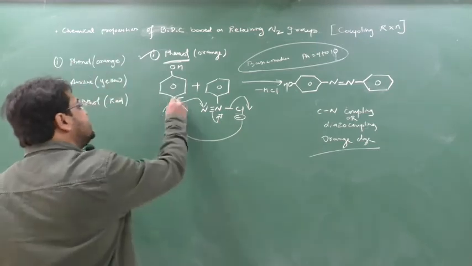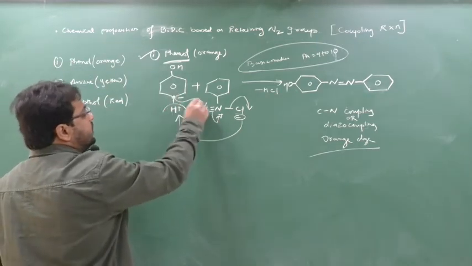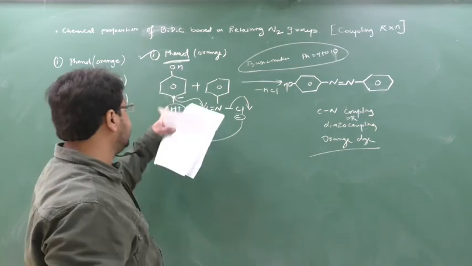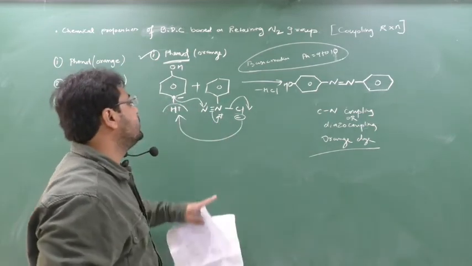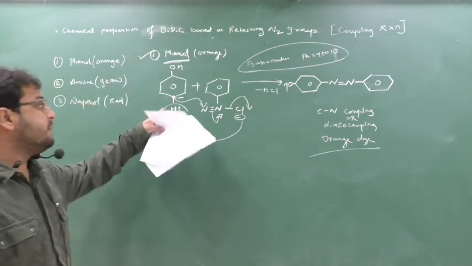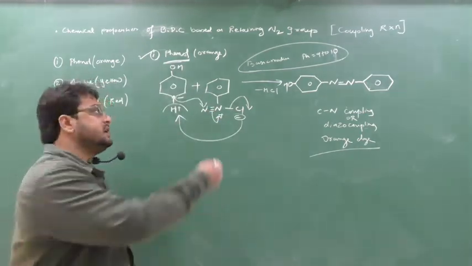So see here, C is creating minus, and only then coupling takes place. If C would not have formed C minus, then coupling would not have taken place. Why am I telling this? You will understand in the mechanism. So C is forming minus here.